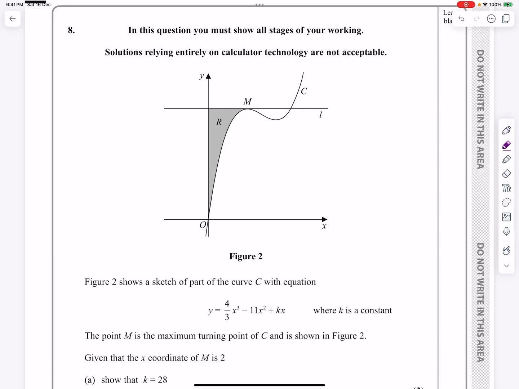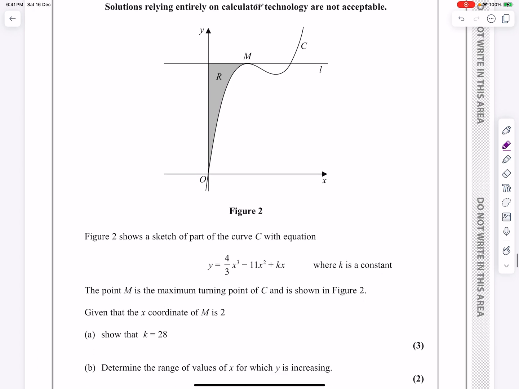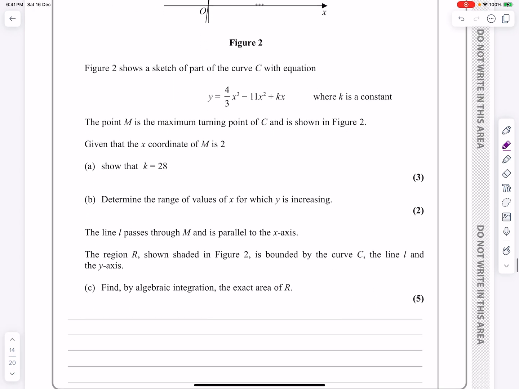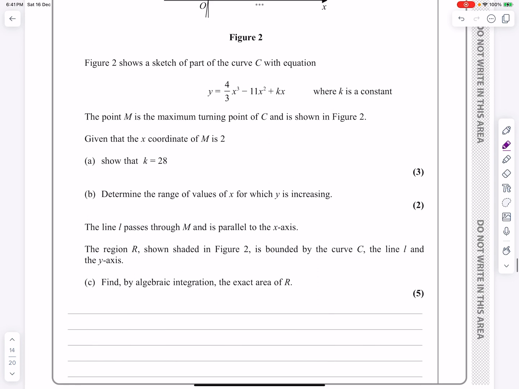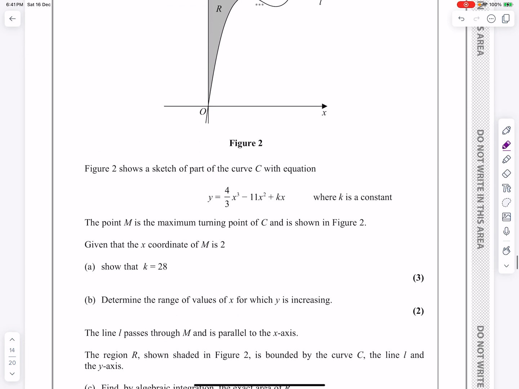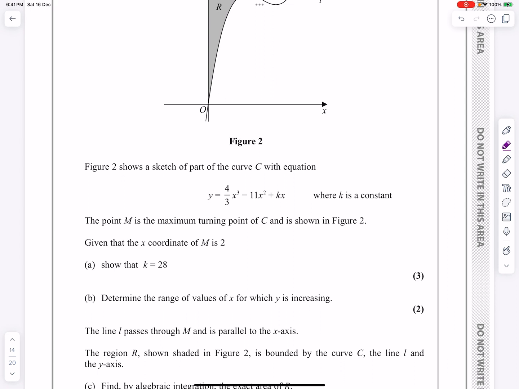Okay, this is the P2 paper from October 2021. It's question number 8. If I move it down so you can see all of the question, you can see that it's a differentiation question to start off with. We're going to do some work on stationary points, turning points here. We're going to do some work on increasing and decreasing functions.